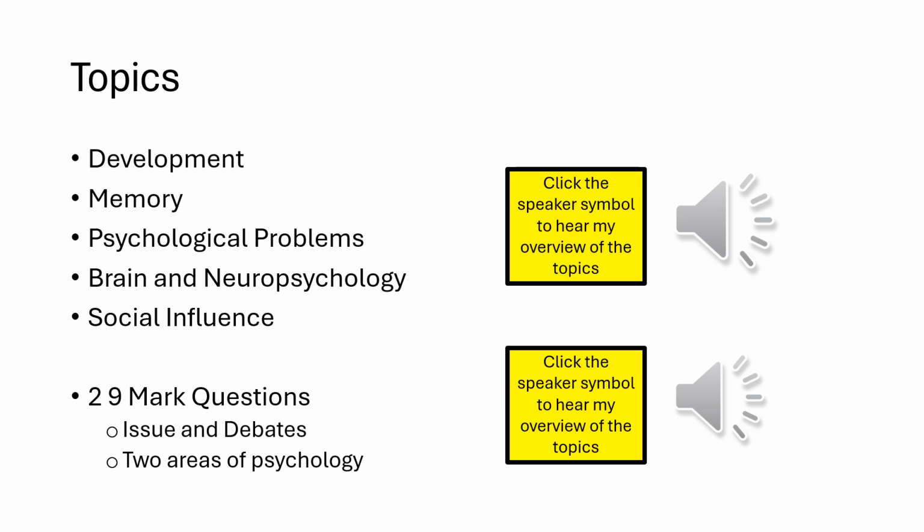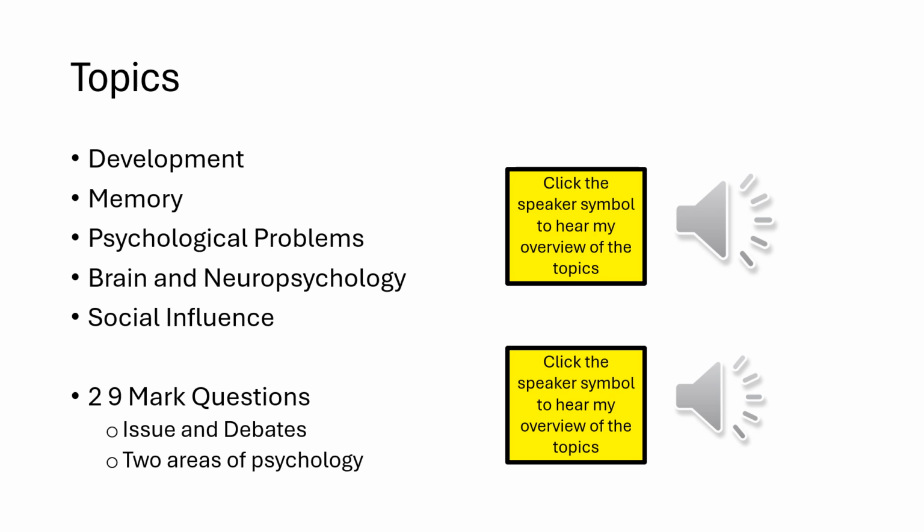One of the questions will be on the issues and debates. Remember, each topic has 1 issue and debate, and we'll go through these as we go through the course. But it is moral development for development, it is reduction and holism for memory, it is nature versus nurture for psychological problems, it's psychology over time for brain and neuropsychology, and it's social cultural issues for social influence. So one of those will have a 9-mark question based on it.